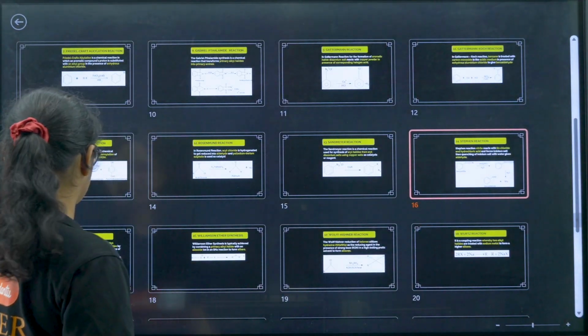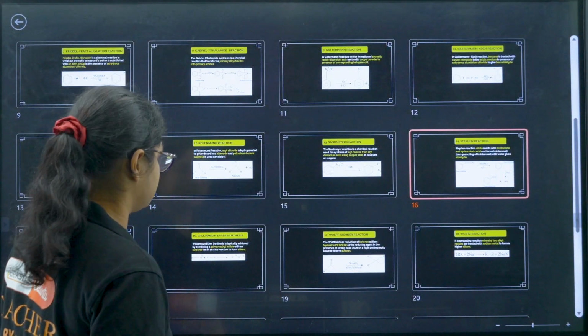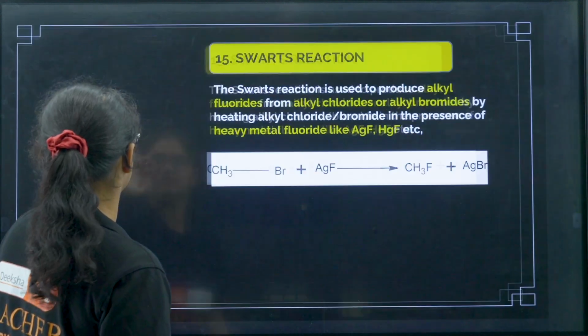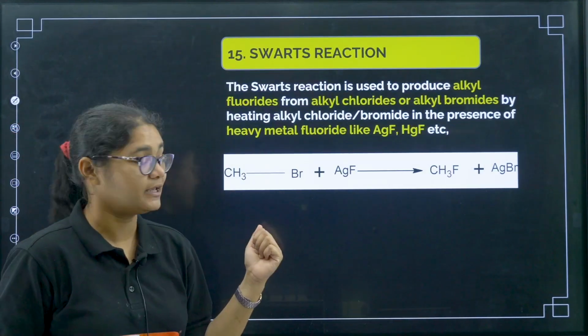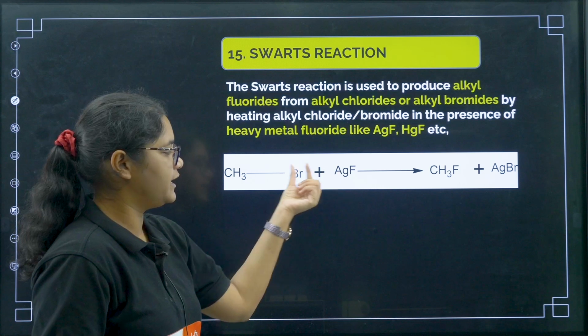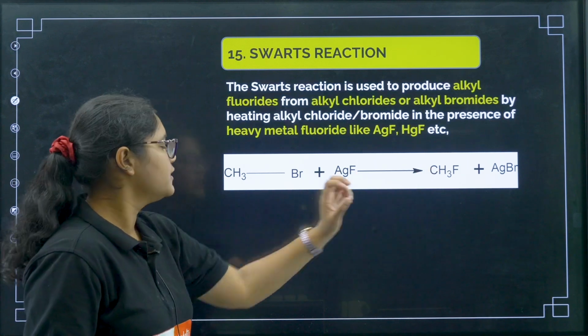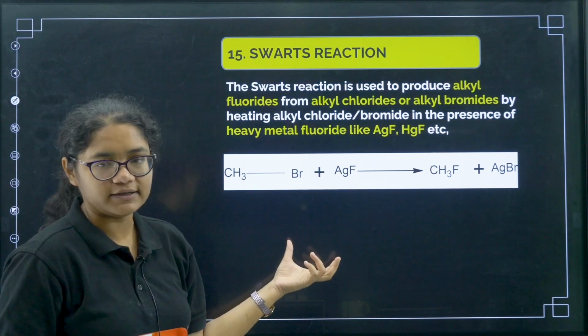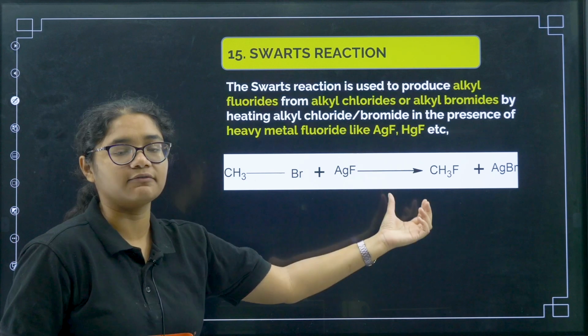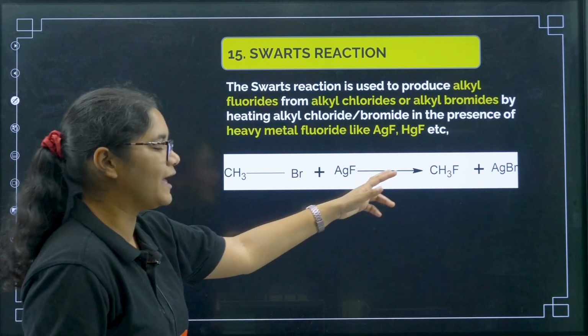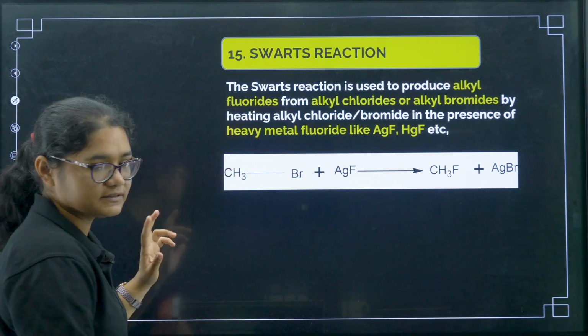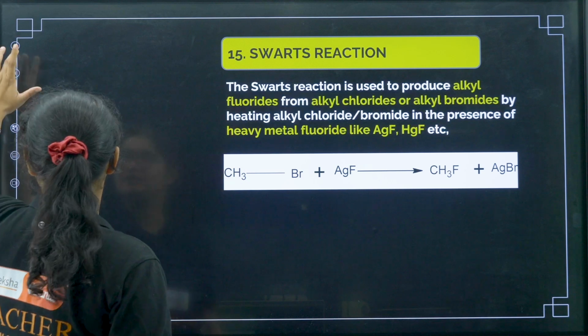After Stephen reaction, can you guess any other reaction? We have now Swarts reaction. The Swarts reaction is your CH3Br with AgF giving CH3F. So you can remember any haloalkane when reacted with silver fluoride will give you fluoroalkane. So that is your Swarts reaction. Please make a list of all these reactions.